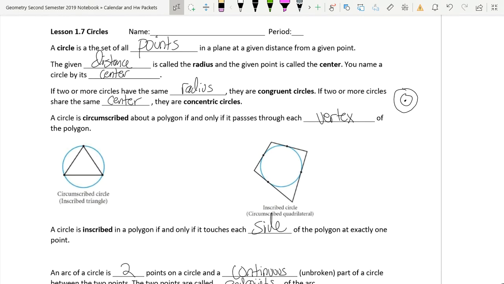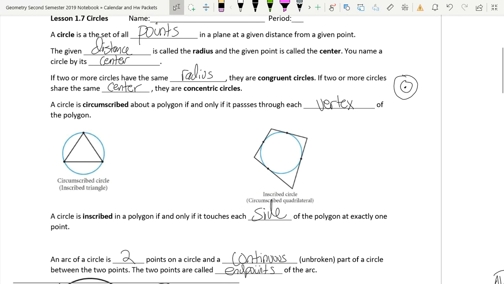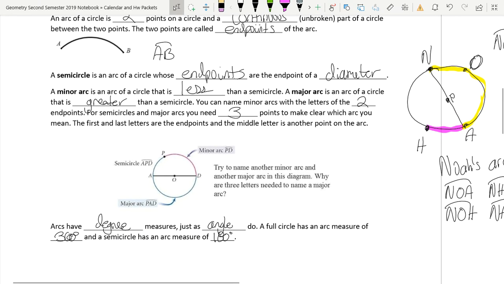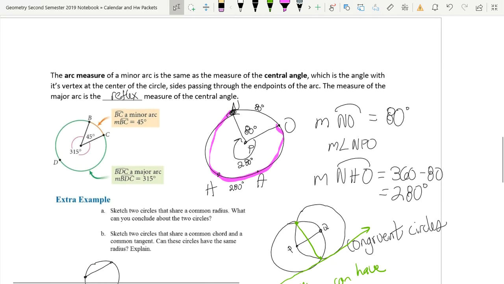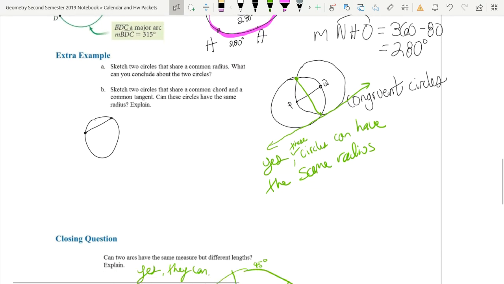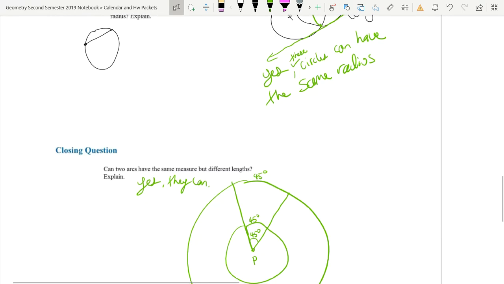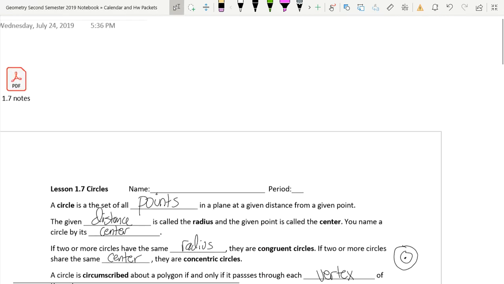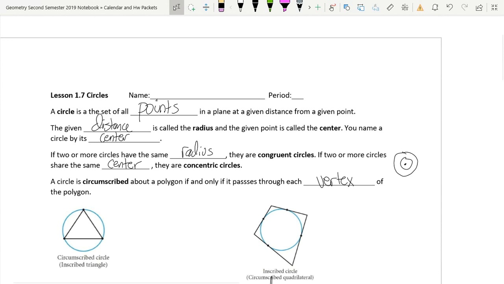We're going to go ahead and continue this in class. And there's a lot of vocabulary here, from circle, circumscribed, concentric, radius, inscribed, arc, semicircle, major arc, and arc measure, central angle. So all these vocabulary words, take the time to become familiar with them, as they will come back again throughout this course.